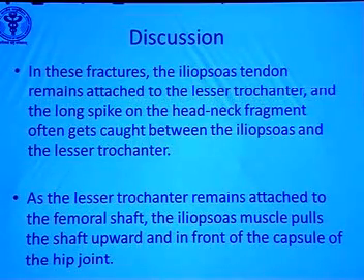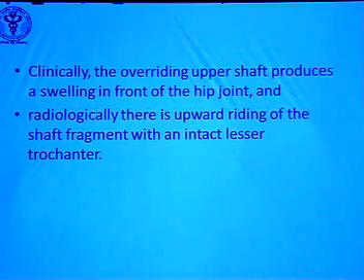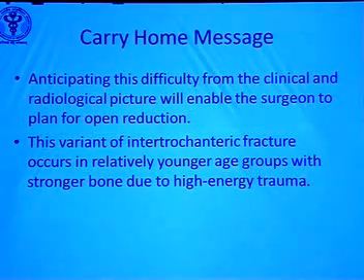So the iliopsoas tendon remains attached to the lesser trochanter, and the long spike on the head and neck fragment often gets caught between the iliopsoas and lesser trochanter. And the iliopsoas muscle pulls the shaft upward in front of the capsule of the hip joint. Clinically, the overriding upper shaft produces swelling if the patient is not very fat, and radiologically also you can appreciate the proximal riding. The carry-home message is, anticipating this difficulty from the clinical and radiological picture will enable the surgeon to plan for open reduction.